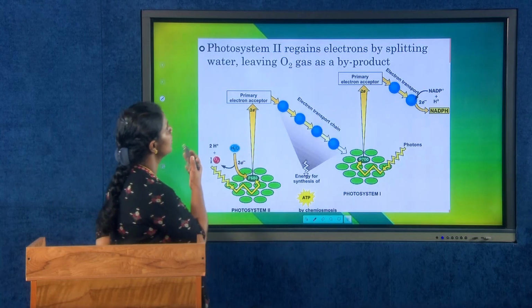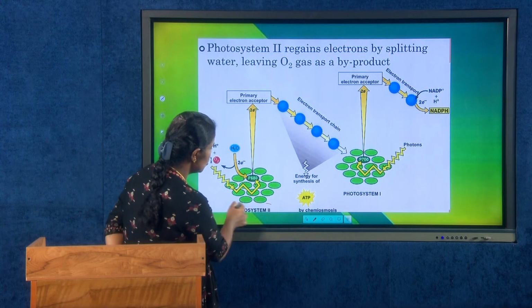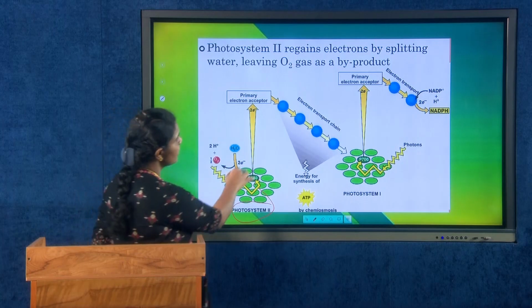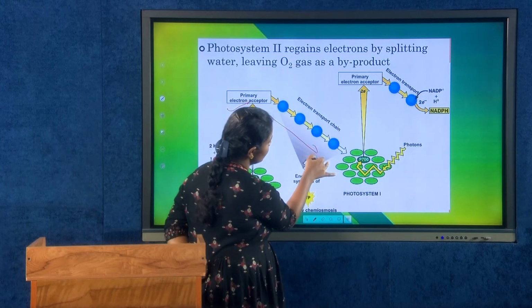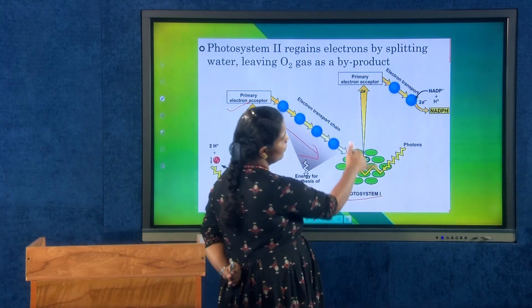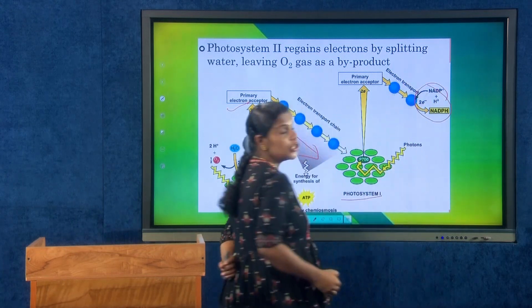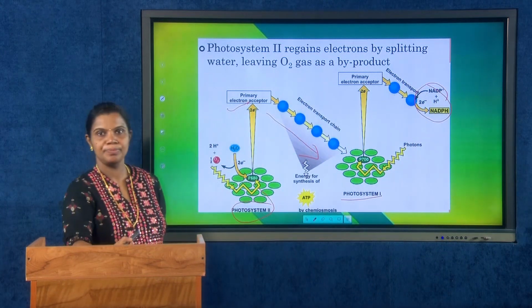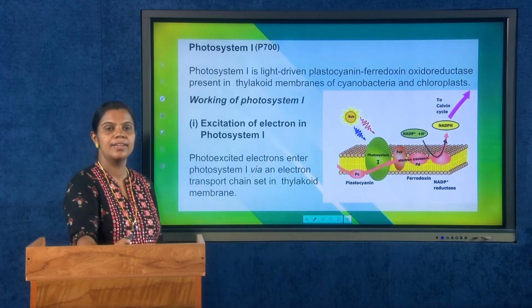Again, another pictorial representation of photosystem II, showing how the electrons are regained. Here you can see photosystem II. The electrons are generated and given to the primary electron acceptor, and they move down the electron transport chain to photosystem I, where they are utilized for the reduction of NADP plus to NADPH. This is how photosystem II functions.